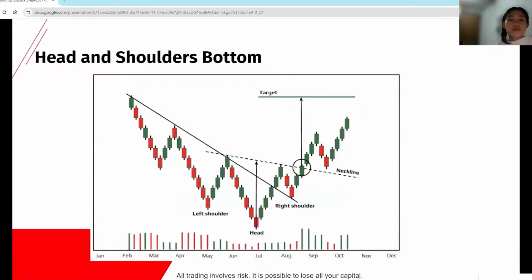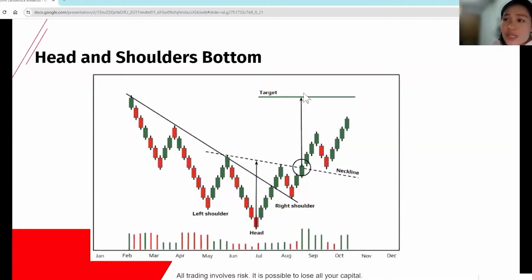So the one that we were talking about is the head and shoulders bottom, which is basically the bullish version of your head and shoulders top. Again, price is moving in a descending trend line at first. Once it breaks out of it, that's where your neckline is formed. Retest that trend line, forms your right shoulder. Once it breaks out of that neckline, then we go in for a buy towards this target level here.